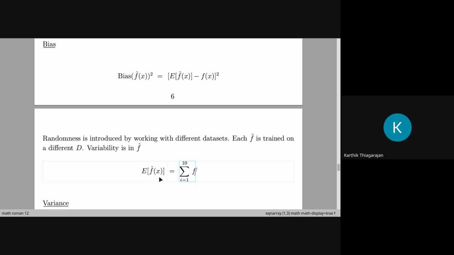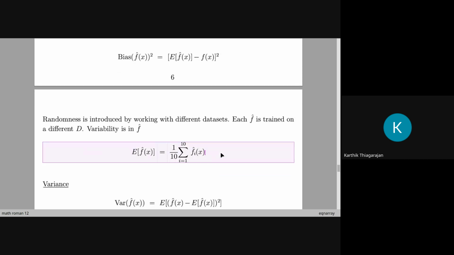Okay, what will you be summing up? You will be summing up all those 10 different models that you had trained on 10 different data sets. This is the expectation. Expectation is nothing but average, right? So this is the average value of 10 different models which were trained on 10 different data samples or 10 data sets. You are testing all of them on one data point called x naught. So this is the expected value. That is what this expectation is.